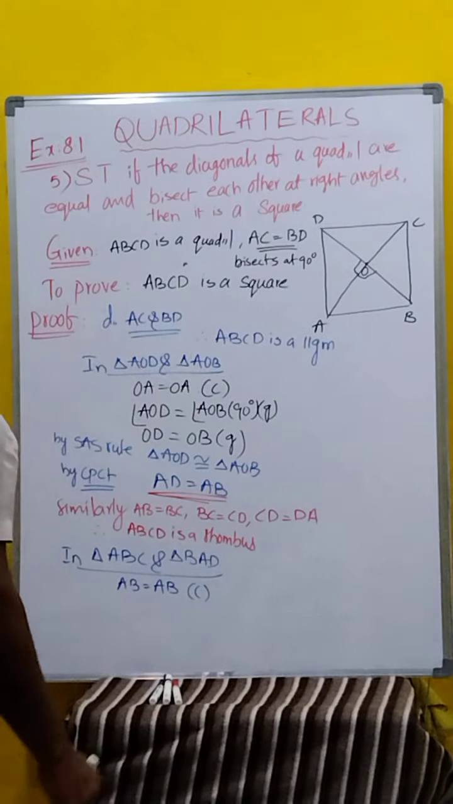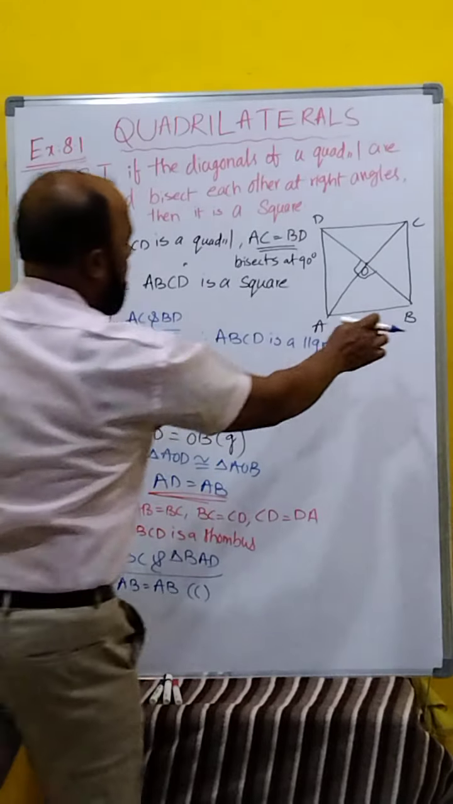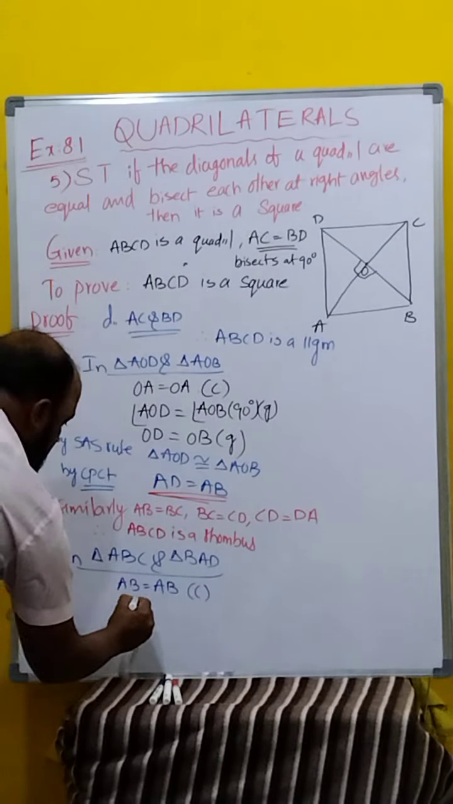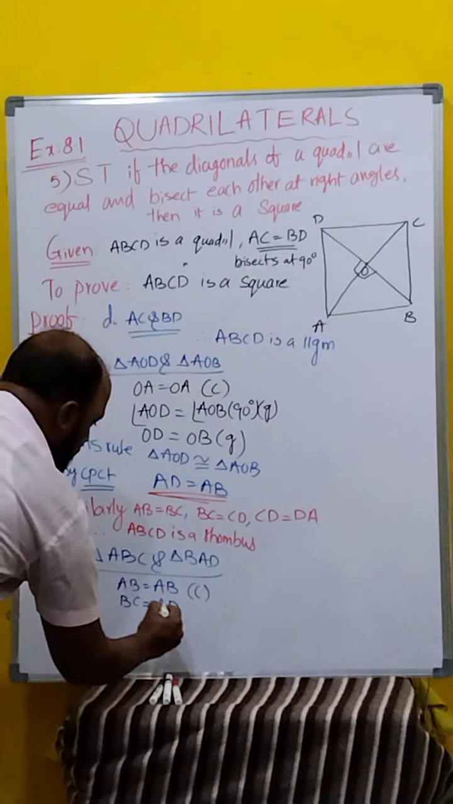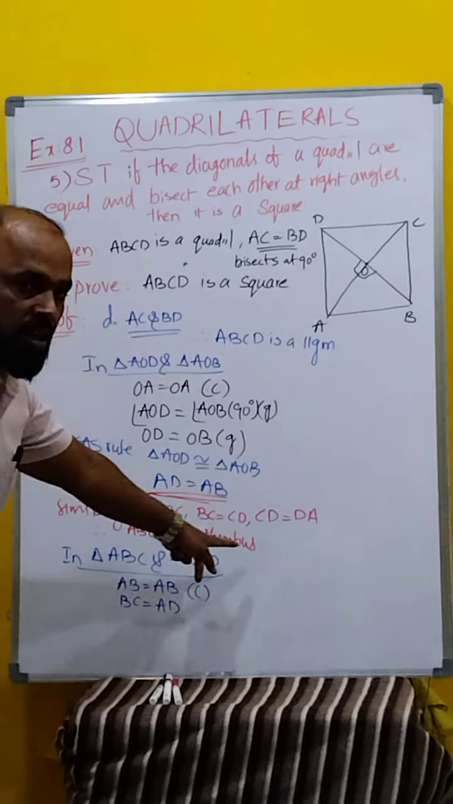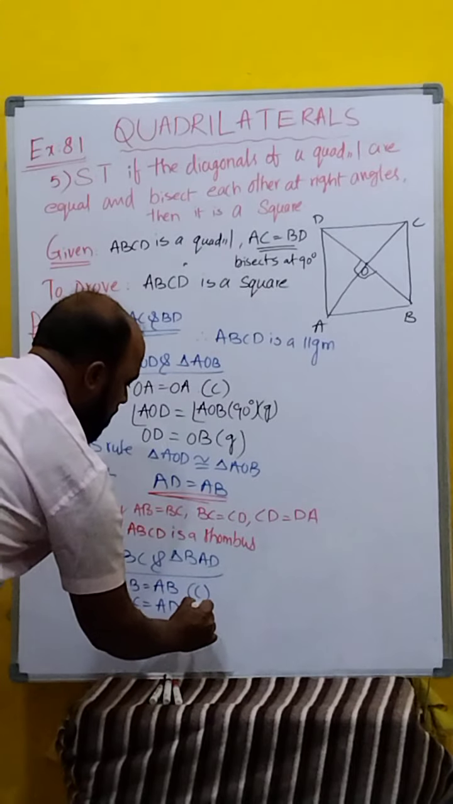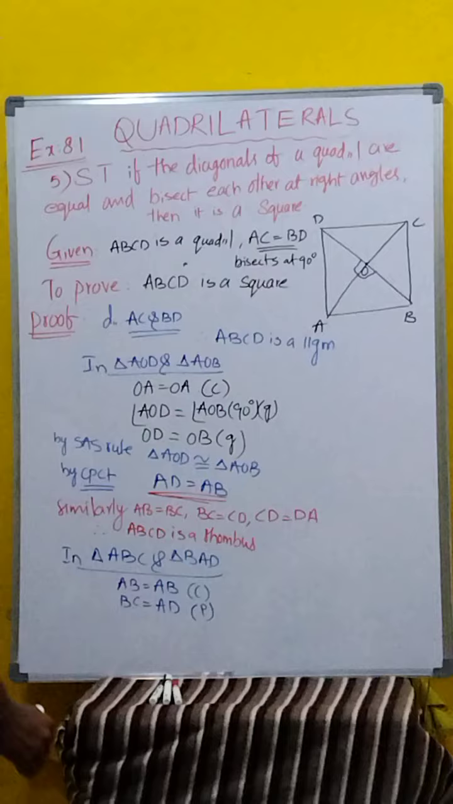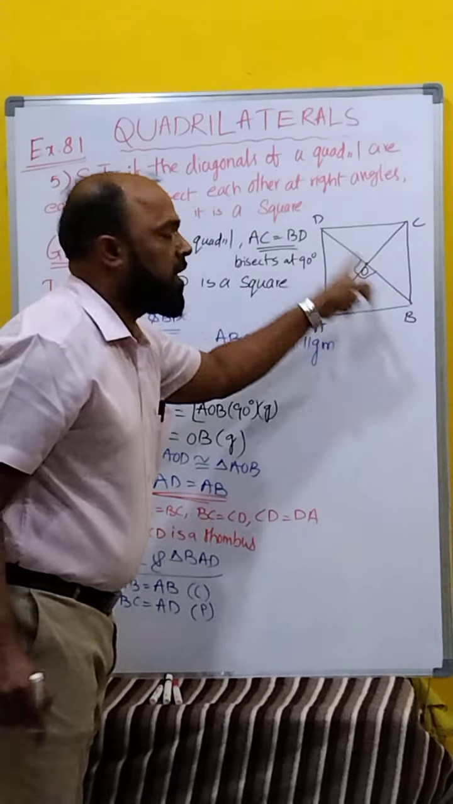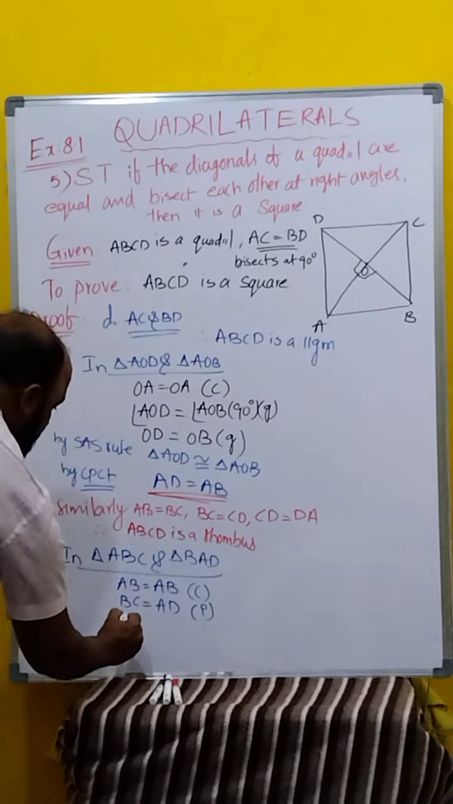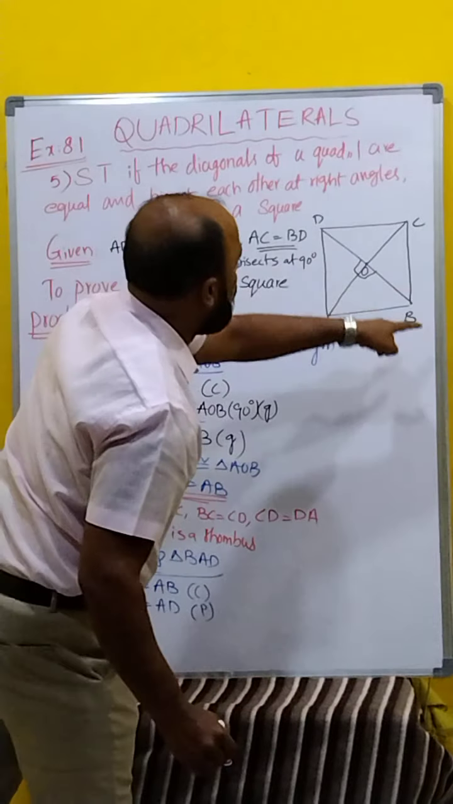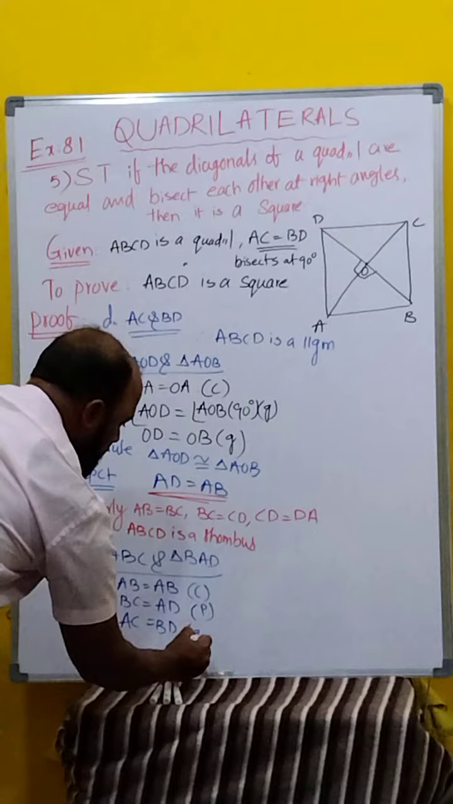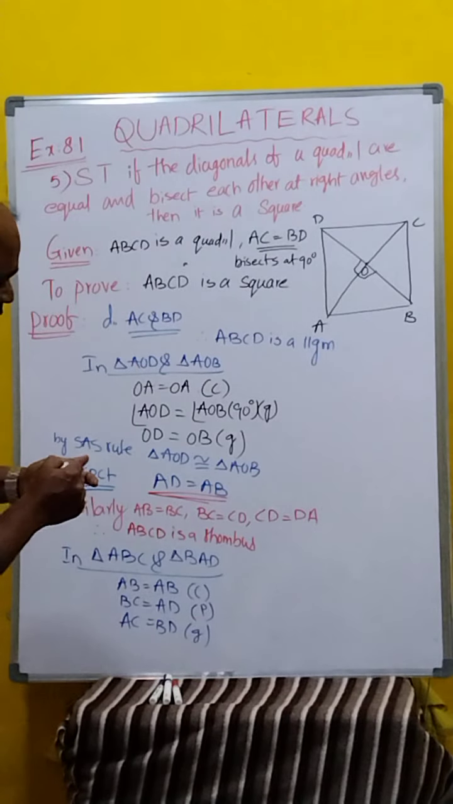Then opposite sides are equal. BC is equal to AD, yes, because it is a rhombus. Just now we proved it, or it is a parallelogram already. Then again, last one, AC is equal to BD. That is also given. AC is equal to BD, diagonals are equal. It is given.